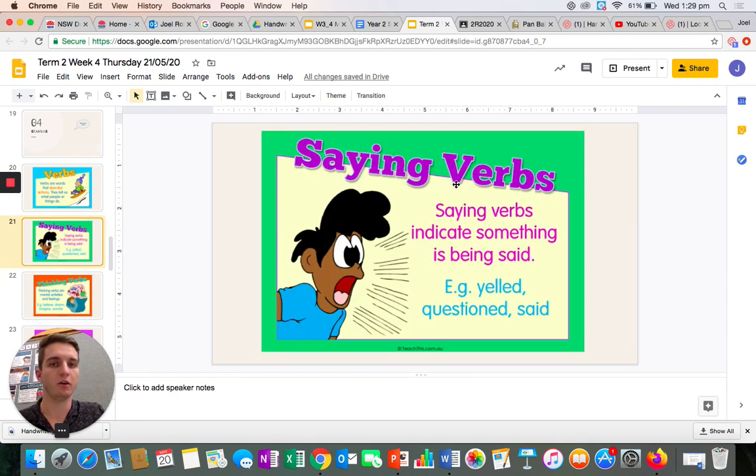Saying verbs is our first one. Saying verbs indicate something that is being said. For example, yelled, questioned, or said. To use it in a sentence, it could be Mr. Roberts yelled at the footy game for his favourite team. Or Mr. Roberts questioned the answer to the maths question. Or Mr. Roberts said, "You two, you have worked so well today." Those are all examples of saying verbs.